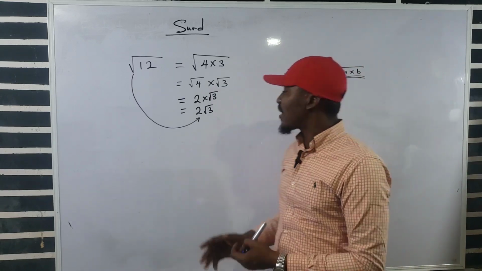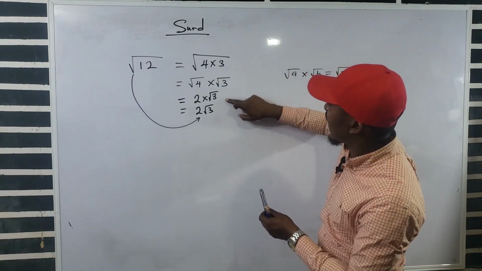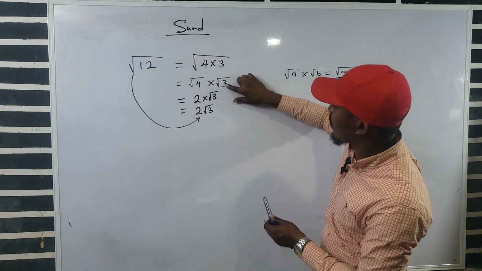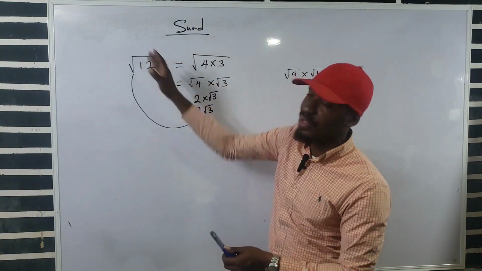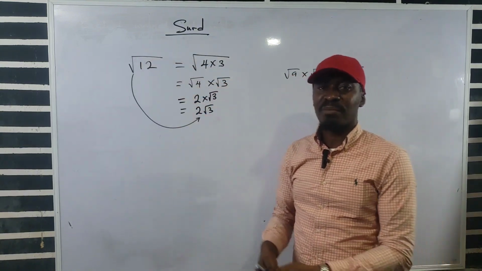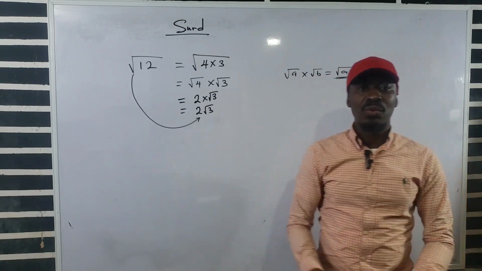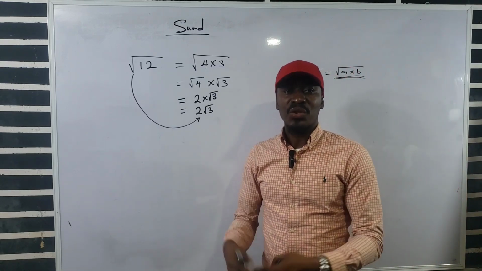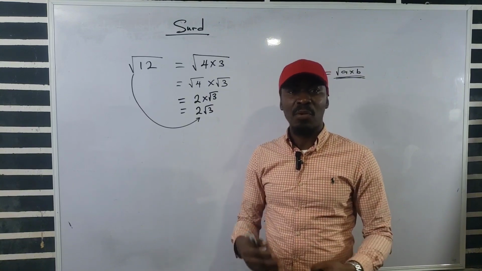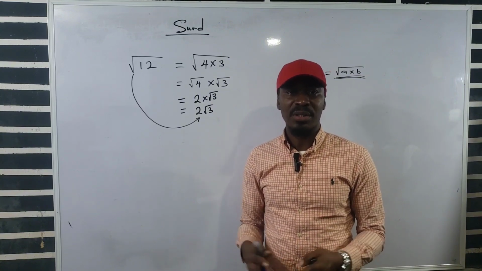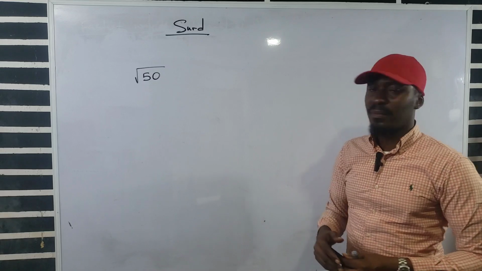So this is the way to change the single form of a surd to basic form. You can follow the same way back, coming back here, and you get your single form. So you can move from single form to basic form, and you can move from basic form to single form. Let us do one more example before we look at the next thing on surds: square root of 50.